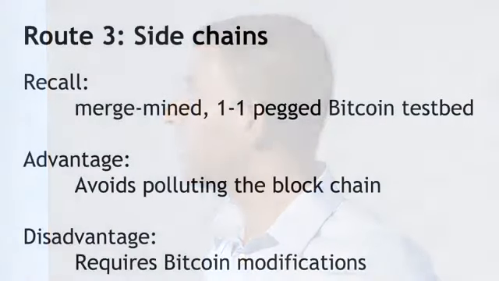Now let's move to the third route, which is something called sidechains, which you saw in lecture 10. I'll just summarize what you learned about in a single sentence. A sidechain is a merge-mined alternative chain. So it still utilizes some or all of the mining power behind Bitcoin. And the value of the currency represented by the sidechain is pegged in a one-to-one fashion, because a proof of burn in either chain allows you to redeem coins in the other chain.